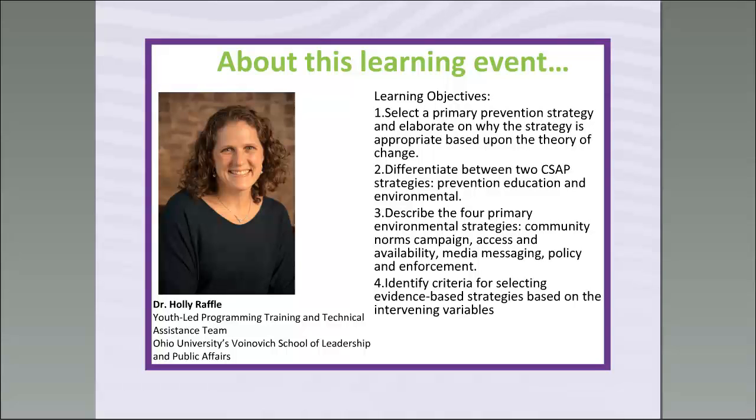The learning objectives for today's event are for Ohio Adult Allies to be able to: 1. Select a primary prevention strategy and elaborate on why the strategy is appropriate based upon the theory of change. 2. Differentiate between two CSEP strategies, prevention, education, and environmental. 3. Describe the 4 primary environmental strategies: community norms campaign, access and availability, media messaging, policy and enforcement. And 4. Identify criteria for selecting evidence-based strategies based upon intervening variables.